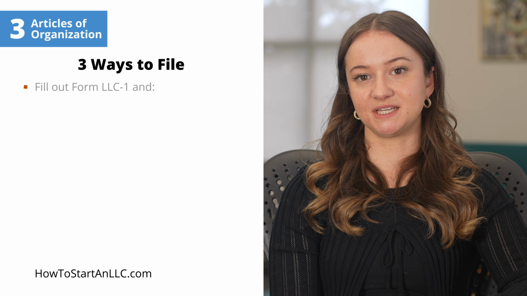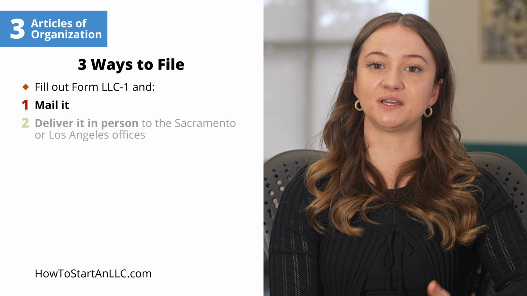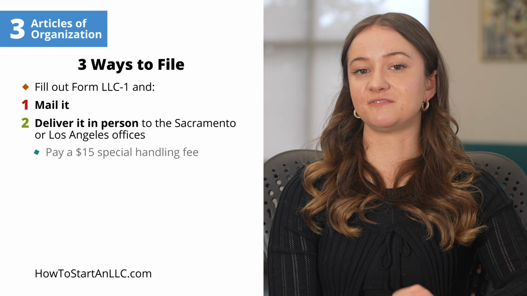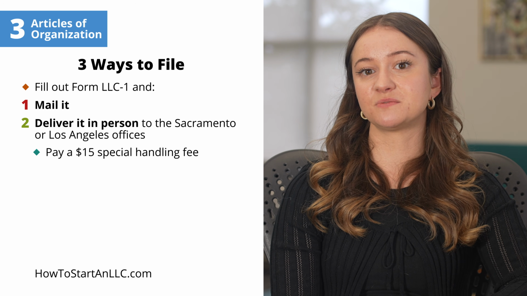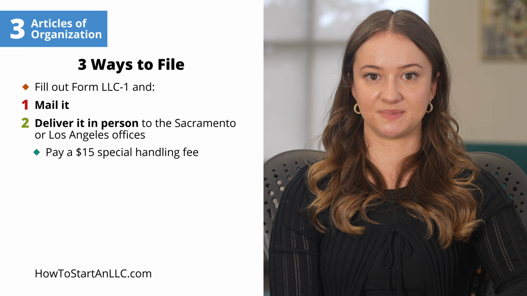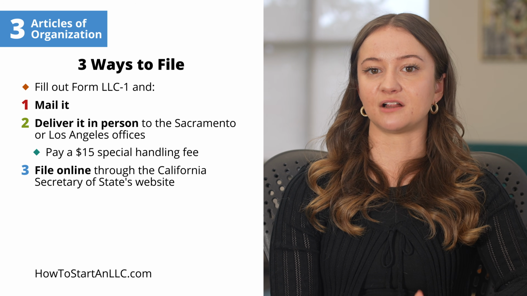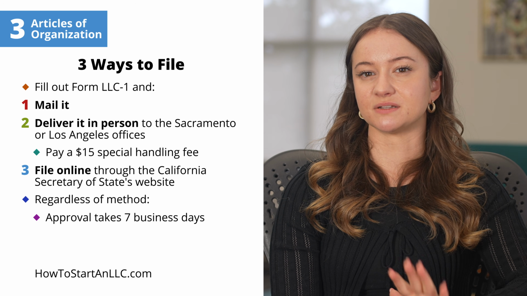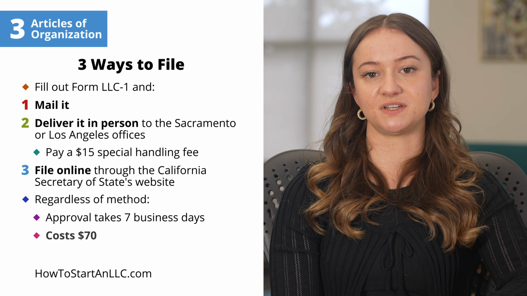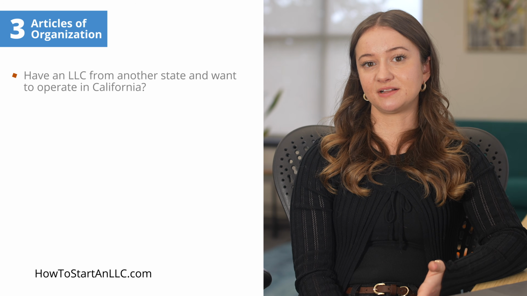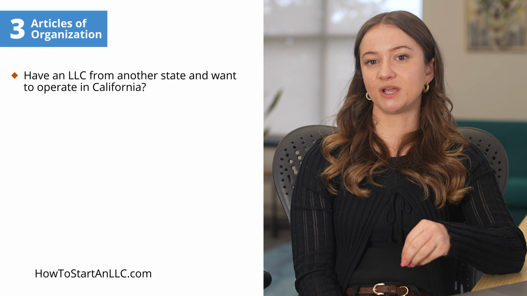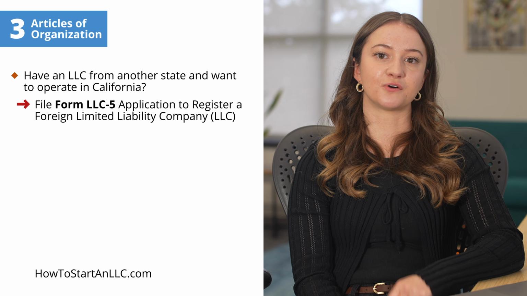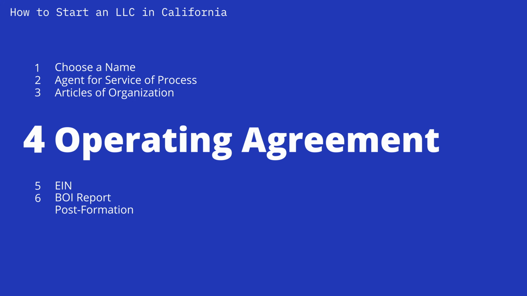Fill out Form LLC-1 and either mail it or deliver it in person to the Sacramento or Los Angeles offices. Be prepared to pay a $15 special handling fee if you submit the LLC-1 in person. You can also file online through the California Secretary of State's website. Regardless of the method, approval typically takes around 7 business days and will cost you $70. If you have an existing LLC from another state and you want to operate in California, you'll need Form LLC-5, application to register a foreign limited liability company.